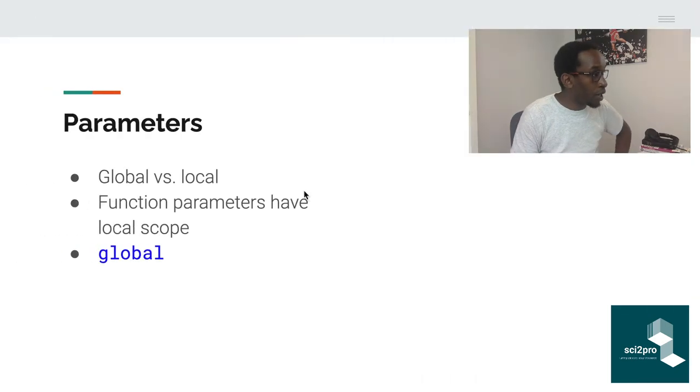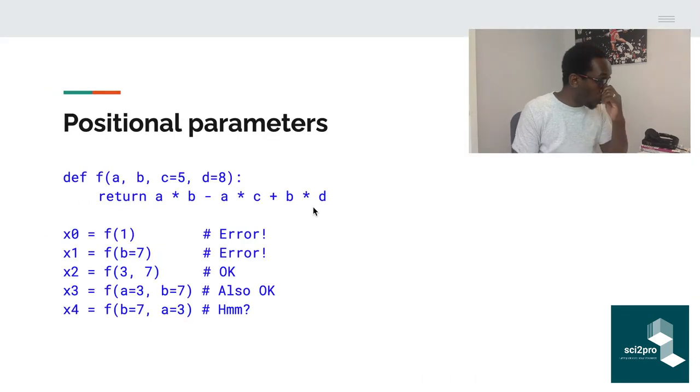Now let's look at some more examples of positional parameters. In this example, we have a function called f, a badly named function, but it's just to illustrate a point, which takes on several parameters, a, b, c, d. The positional parameters are the parameters a and b. The default parameters are ones that already have a default value. There are several ways we could call this.